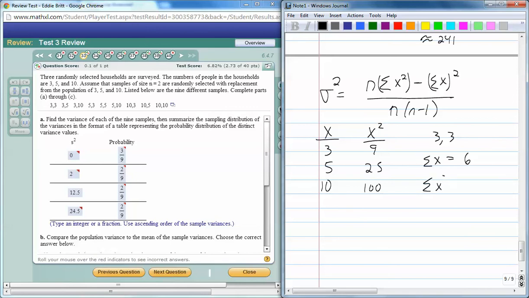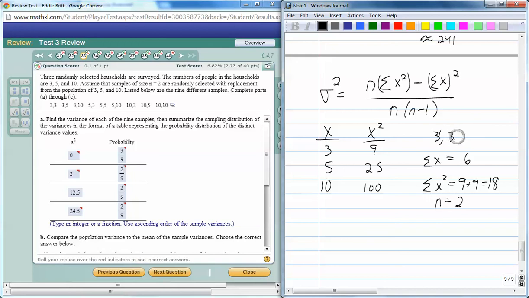The sum of my x squared, well, 3 squared was 9. So that's 9 plus 9, or 18. Alright, so what's n equal to? I have two numbers. N equals 2. So if I plug this in this formula up here, I will have the variance for this set.